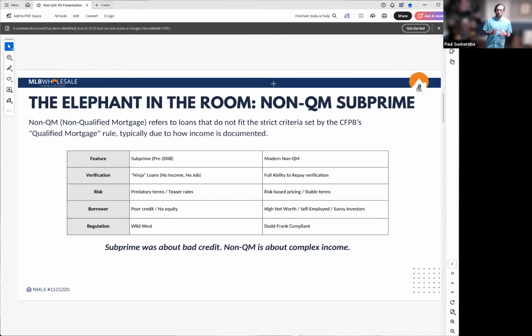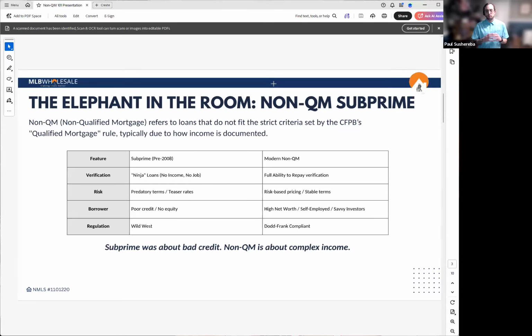The big elephant in the room is really that non-QM is not subprime, right? Pre-2008, ninja loans, no income, no job. Some of that stuff is kind of making a comeback right now in a small way, but it's doing it with a lot larger equity stake. No real predatory terms, not as much poor credit as there was back in 2008, and more regulation, more rules being followed to produce higher quality loans.